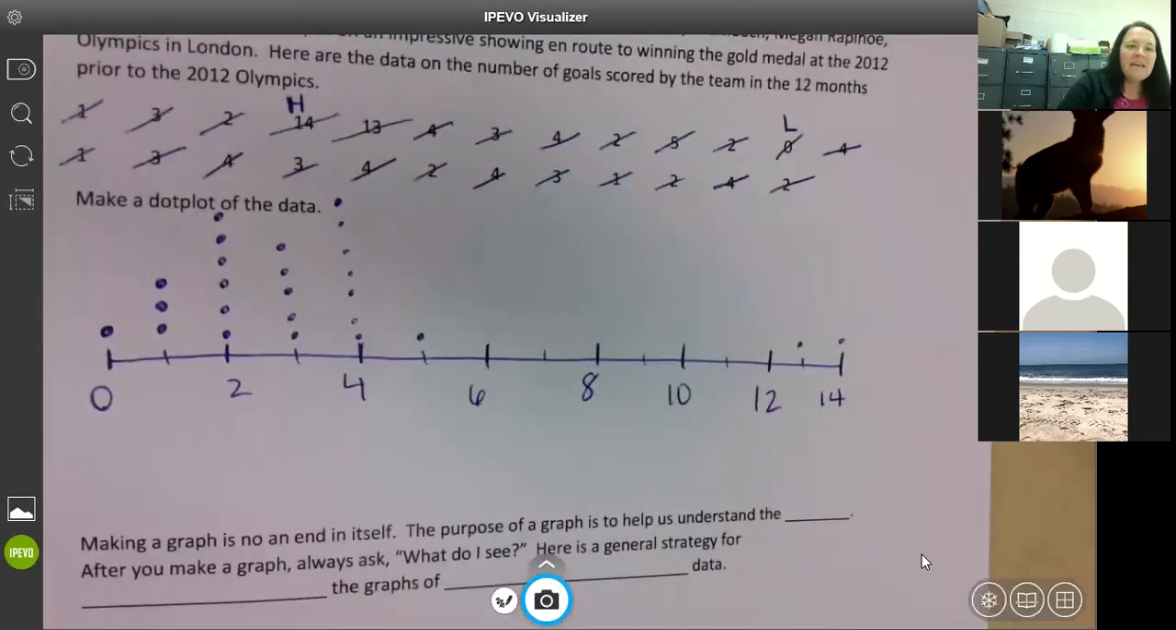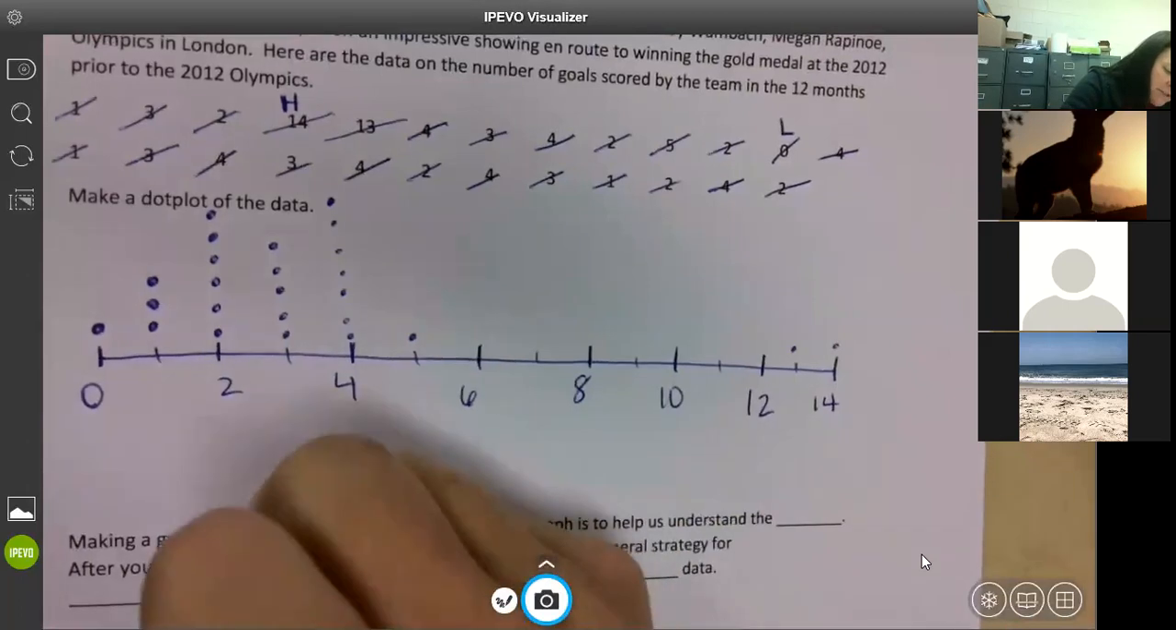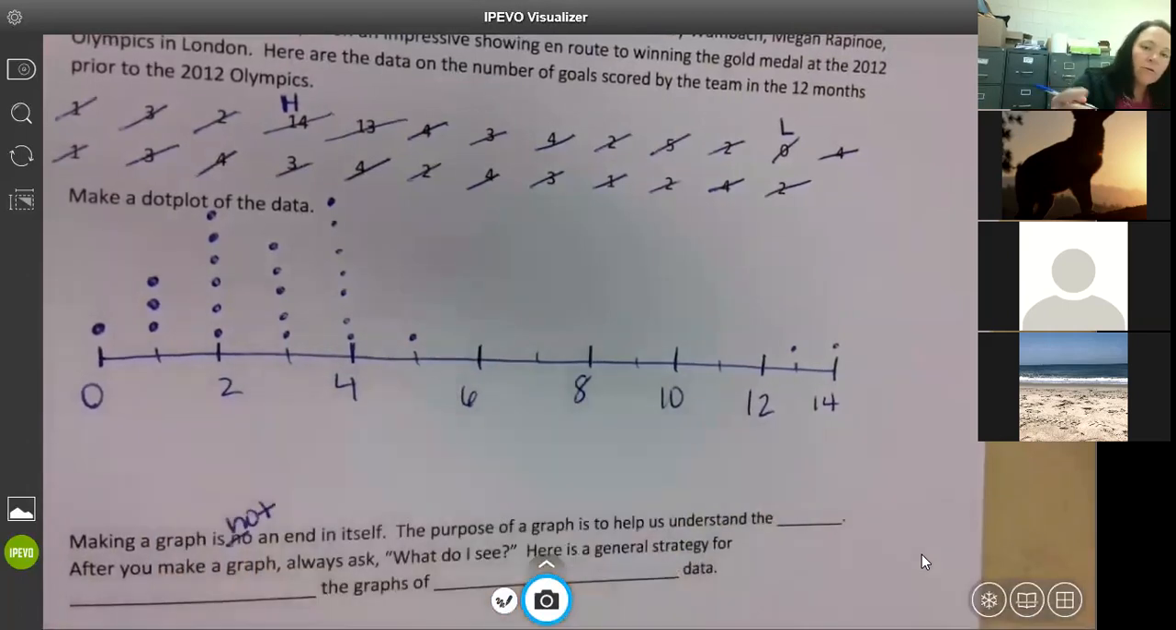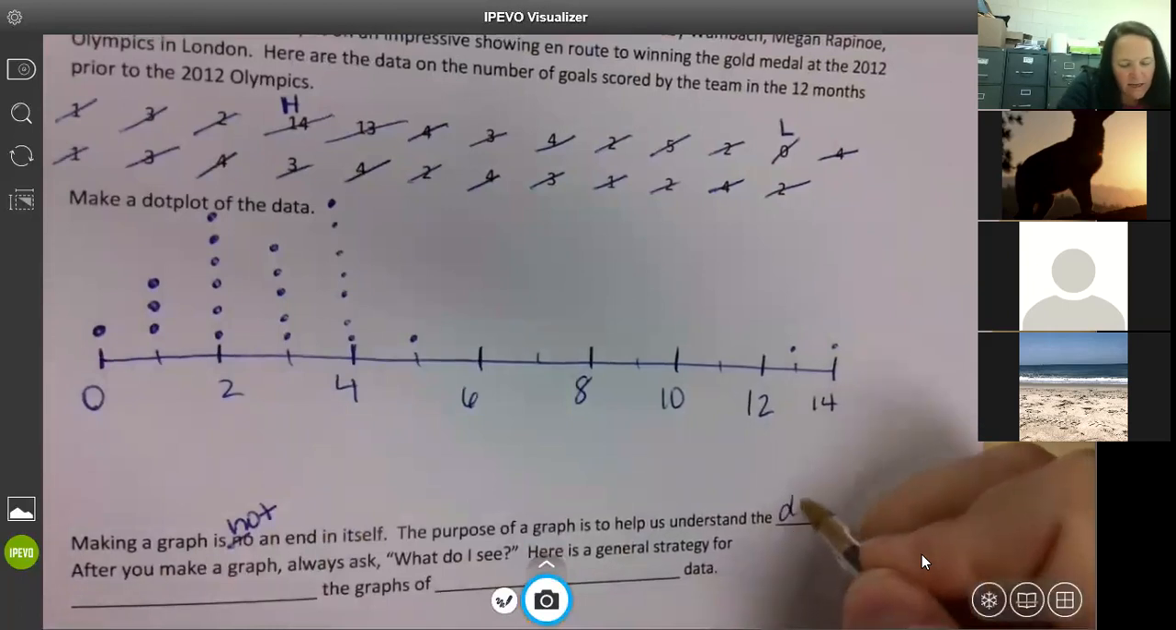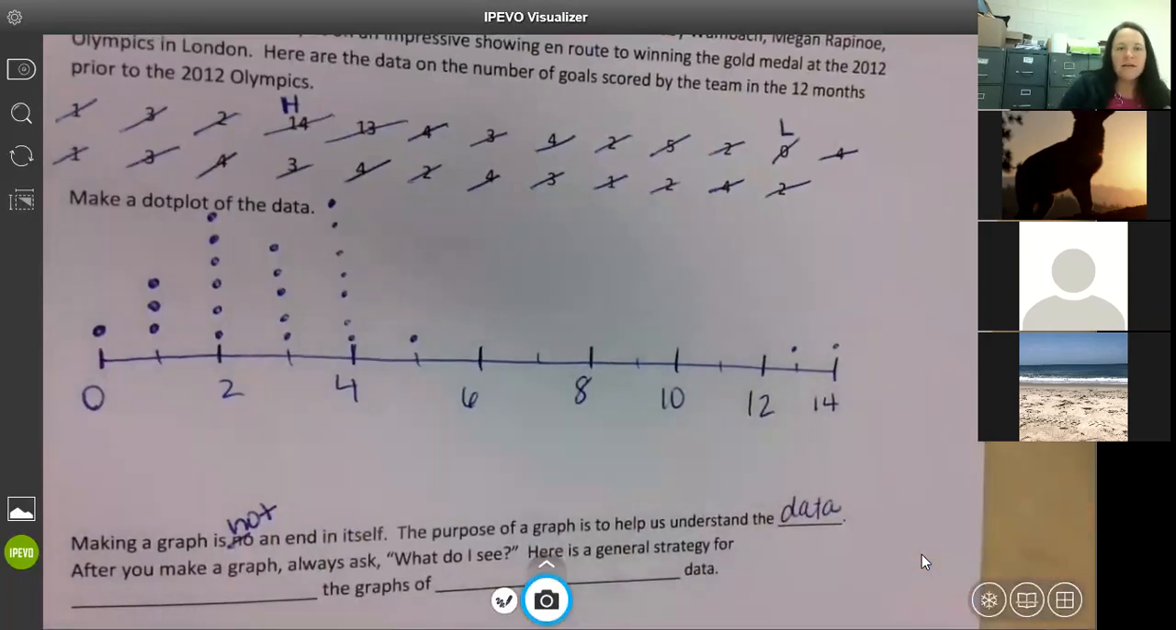All right. Making a graph should say "not." You'll see as we go through, that's going to get worse and worse. Okay, so all my typos will get worse and worse. The purpose of a graph is to help us understand the data. So it's not an end to itself. It just helps us understand data. After you make a graph, always ask, what do I see?